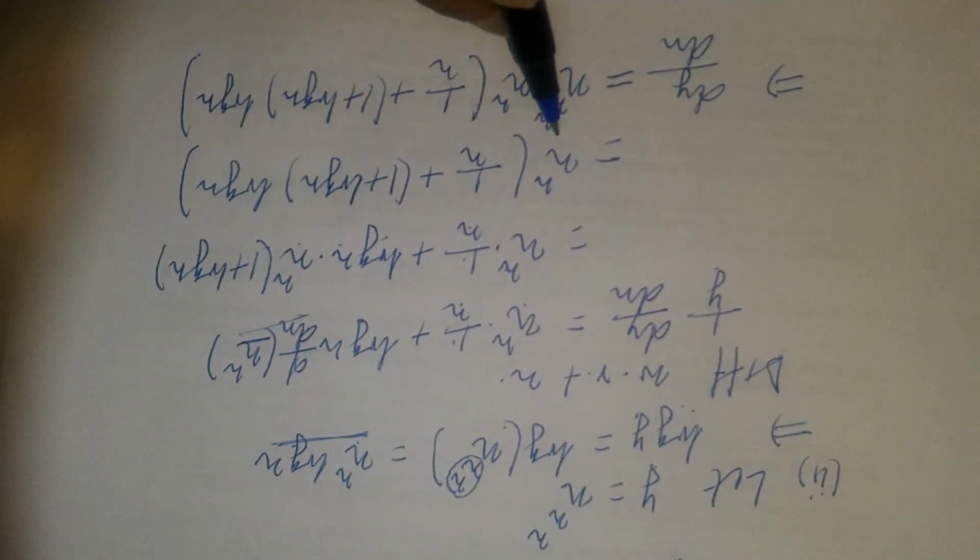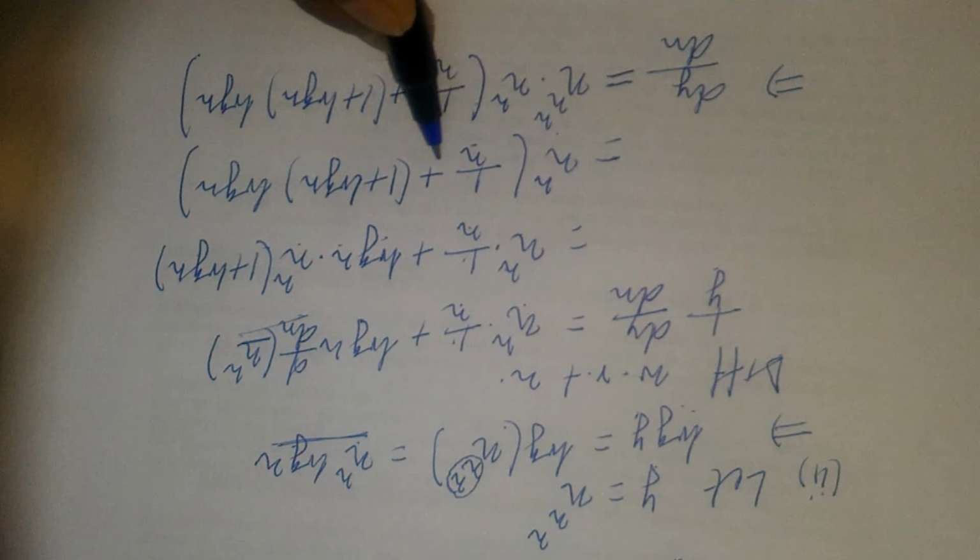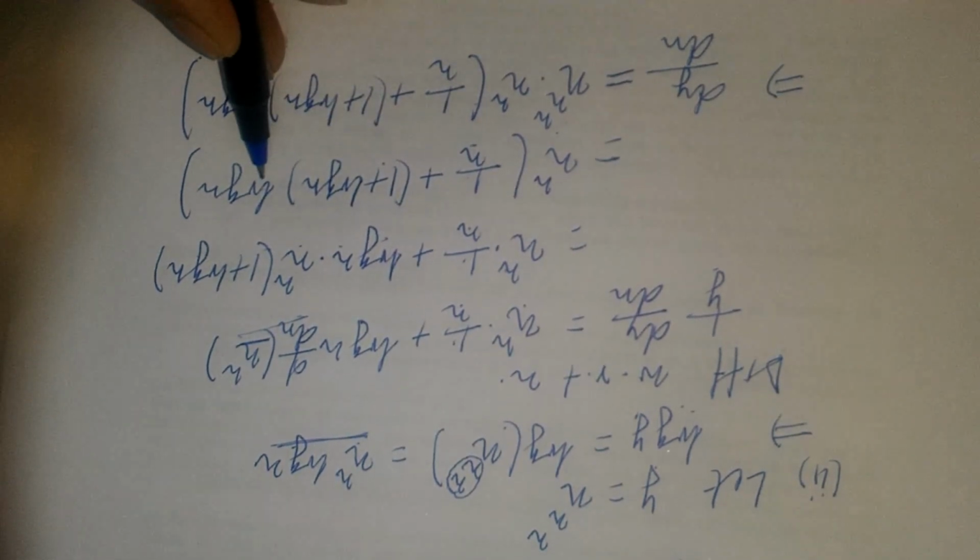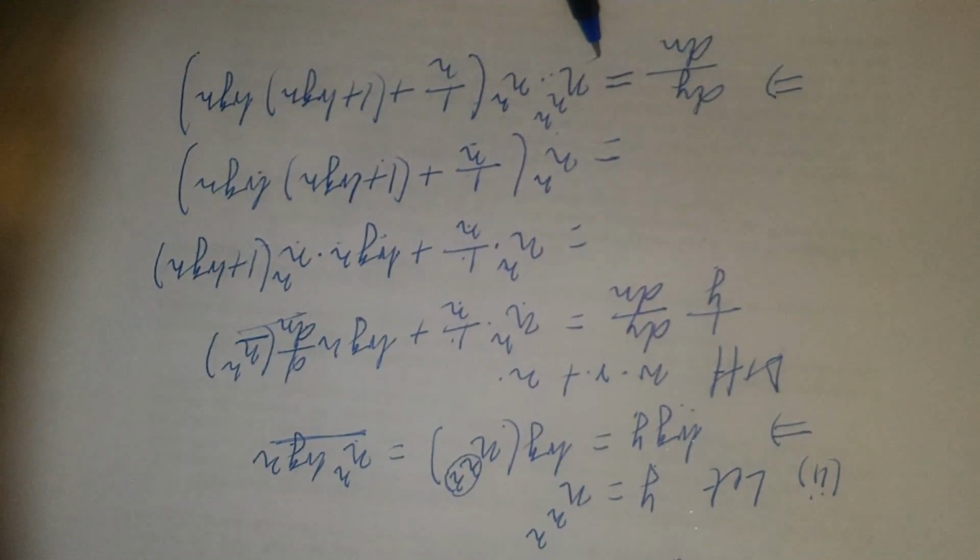Take x to the power x common. Now we are getting 1 by x plus log x times 1 plus log x. Now take y to the other side and substitute the value. So it gives us the answer.